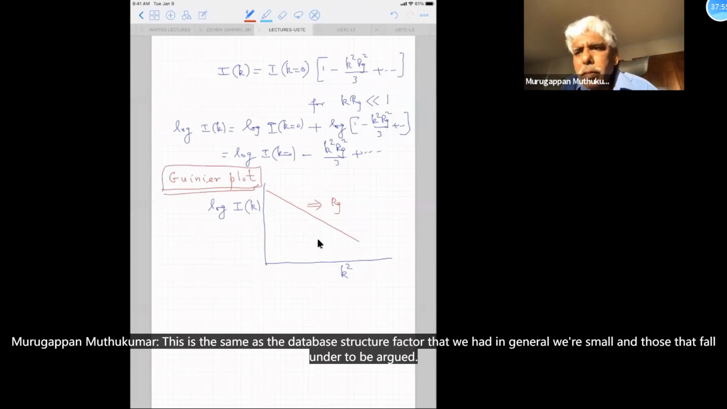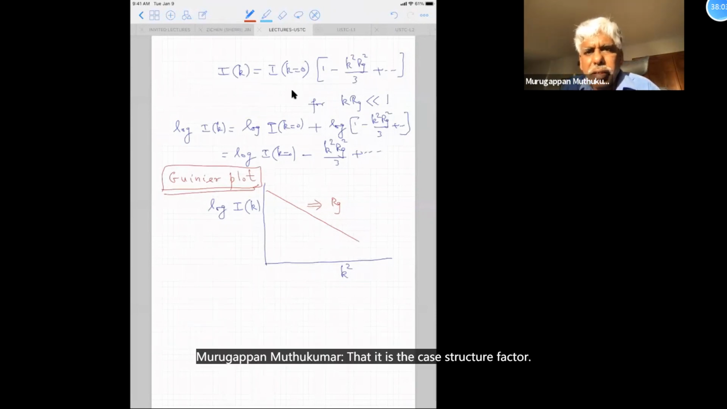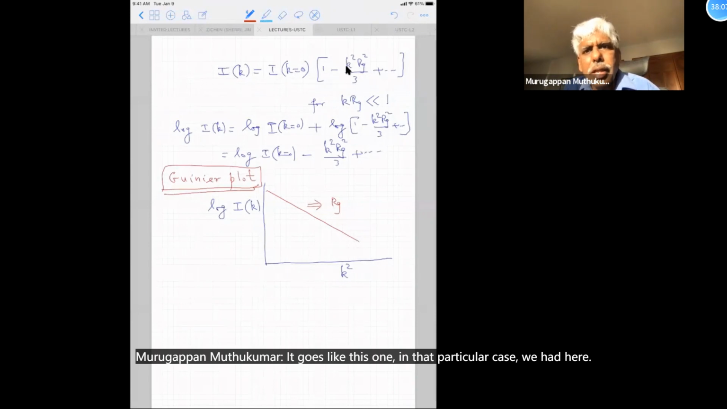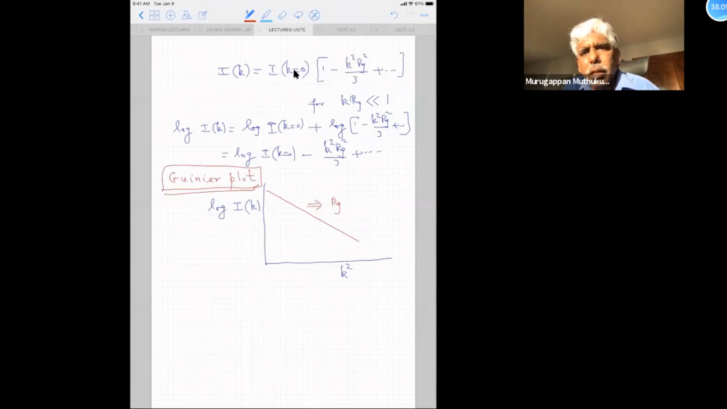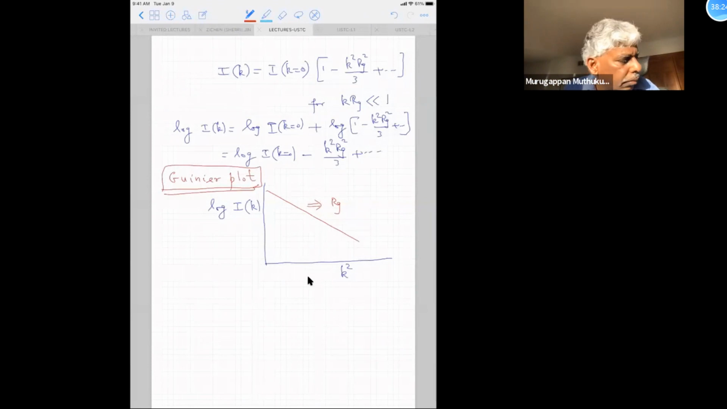This is same as the Debye structure factor that we had. In general, for small angles, we argued that this is the case. The structure factor goes like this one. In that particular case, we had capital N, but that goes into the prefactor, because there are so many scattering centers, the intensity will be proportional to the number of scattering centers. But if we normalize this in general, then you get RG from this Guinier plot.